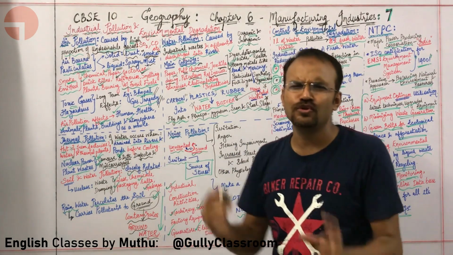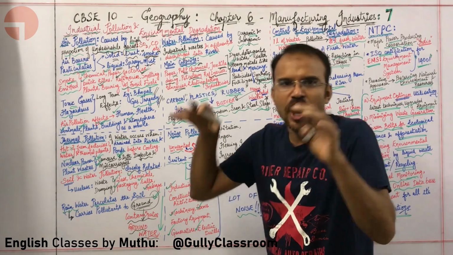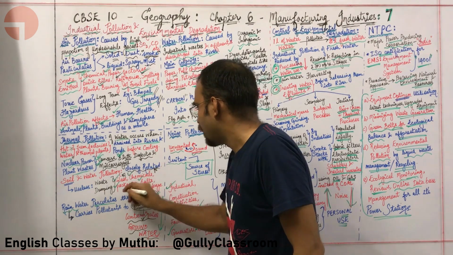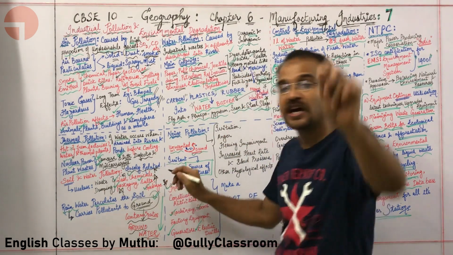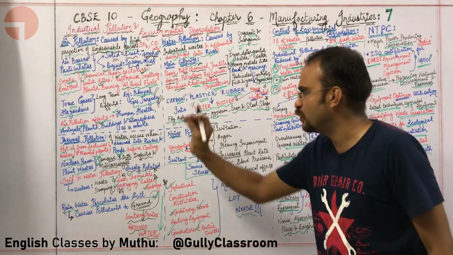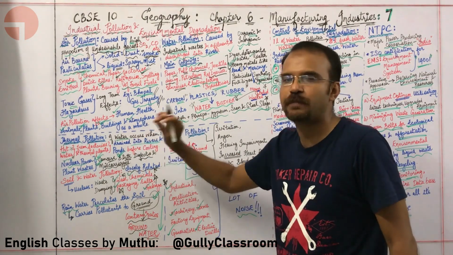Sir, what are the useless things that we put on the soil and pollute it? We are putting glass, chemicals, packaging materials, salts and garbage. Okay, that's basically your thermal pollution and nuclear power plant waste.